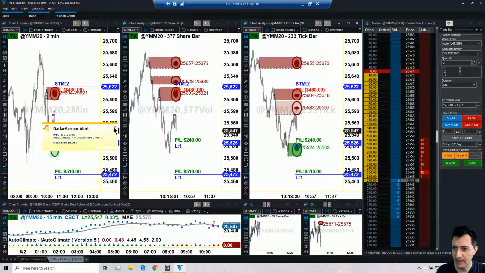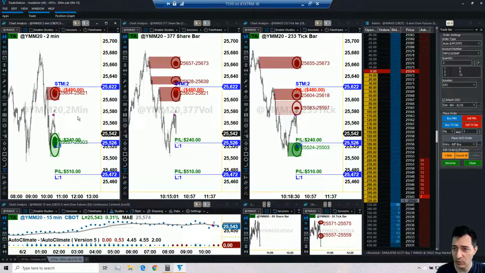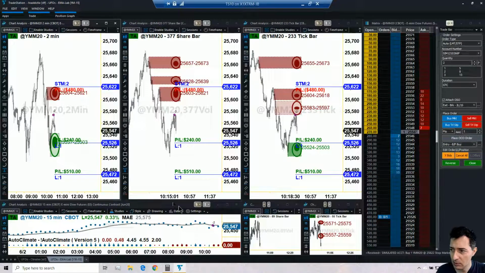Okay, and on time means that I'm going to use, as always, a time stop rule. Okay, a time stop rule. So our safety target is there at 25, 5, 26. So we need a push to get there.